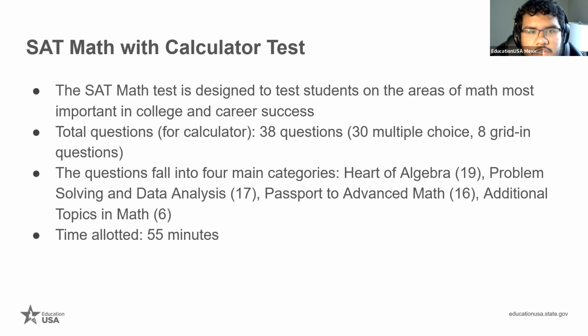The questions on the math test, both the sections with and without calculator, fall into 4 main categories. There are the Heart of Algebra, Problem Solving and Data Analysis, the Passport to Advanced Math, and Additional Topics in Math. And for all these 38 questions, you have 55 minutes to complete them. I'll be going over the 4 main categories in more detail in the subsequent slides. Right now, I'm just going over the general format of the math with calculator test and the math test in general.